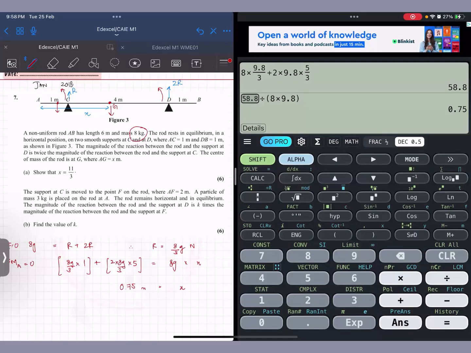R is, let me confirm, 8 times 9.8 upon 3 plus 2 times 9.8. Okay, 2 times 8 times 9.8. Look, I forgot. 8 times 9.8 divided by 3 plus 2 times 8 times 9.8 divided by 3 multiplied by 5, and this thing divided by 8 times 9.8. So 3.6666. Okay, now it's good.